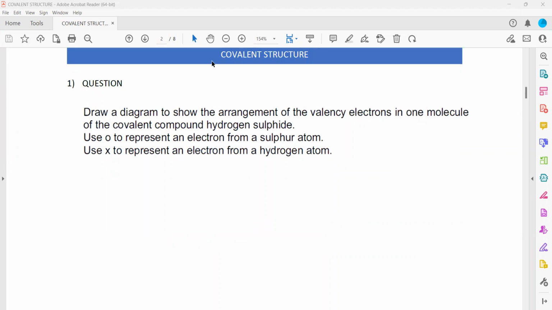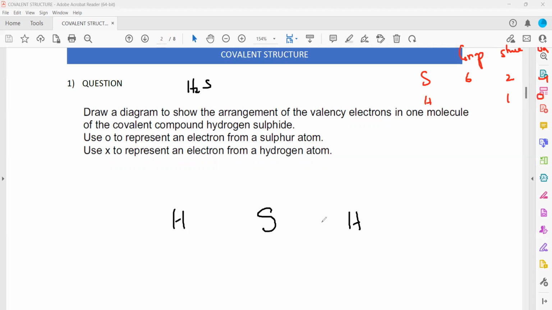Hydrogen sulfide is H2S. That's the formula for hydrogen sulfide. So sulfur, the one with the least number of atoms, should be at the center, surrounded by hydrogen. Which group does sulfur belong to? It belongs to group 6. Group 6 shares 2 and unshared will be 4. And hydrogen will share 1 and unshared will be 0.